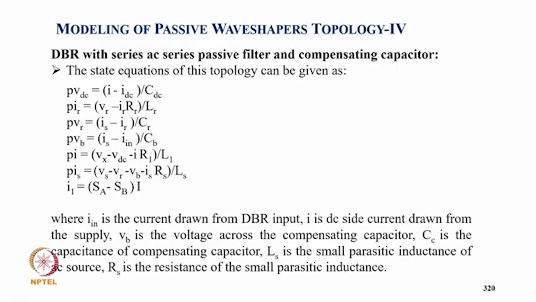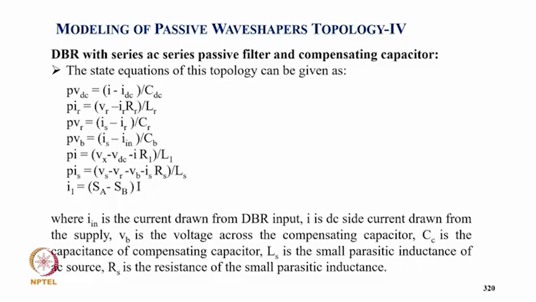So for DBR with series AC passive filter and compensating capacitor, the state equations of the topology can be given as pVDC equal to I1 minus IDC upon CDC, pIR equal to VR minus IR upon LR, pVR equal to IS minus IR upon CR, and pVB equal to IS minus IN upon CB, and pI1 equal to Vx minus VDC minus I1 R1 upon L1, and pIS is equal to in bracket VS minus VR minus VB minus IS RS upon LS, and I1 equal to in bracket SA minus SB into IN.